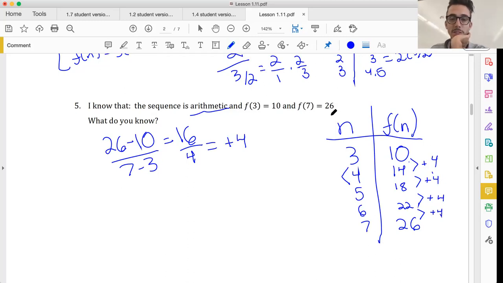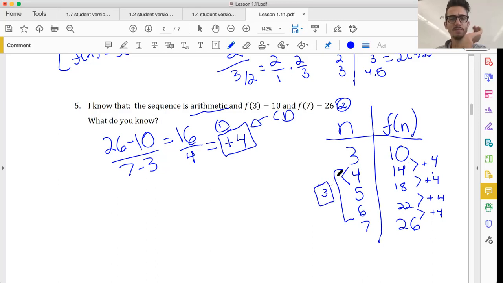All right, so what did I do? I made a table. I actually got my common difference. So that's one thing. I made the table. I got a hold of these terms that I didn't have before. So that's a third thing. Can we get a fourth thing?